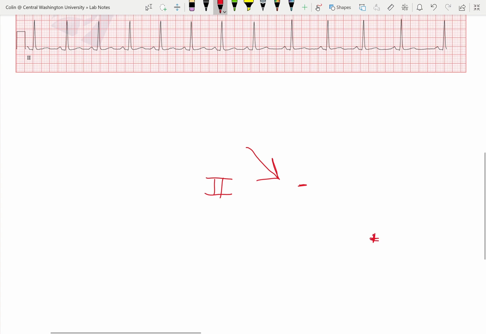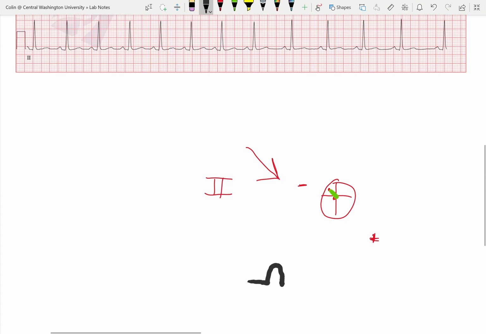And so when the SA node sends its signal to the AV, the electricity is moving toward the positive down here. Okay? When the electricity moves towards the positive, what we see on the paper is a positive bump. If the electricity was moving away from the positive, then instead of the P wave being upright, the P wave would look negative. So it's kind of complicated, and sometimes you have to go over it a few times to really understand that.